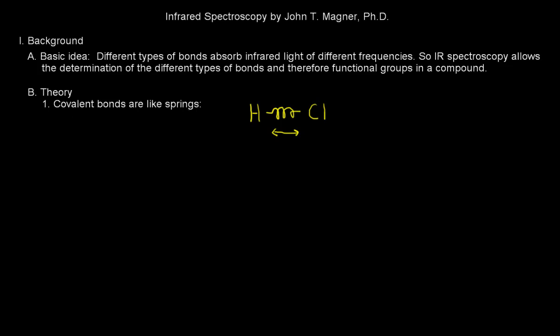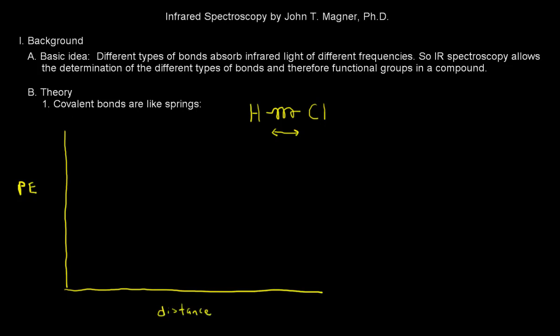So if we were to plot the potential energy of a bond, so this is the potential energy versus the distance between the two bonded atoms, we see a potential energy well that looks something like this. As the atoms are very close together, we start with very high potential energy. As they come farther and farther apart, we descend into a well that then gradually rises until the two atoms are essentially no longer in a bond.